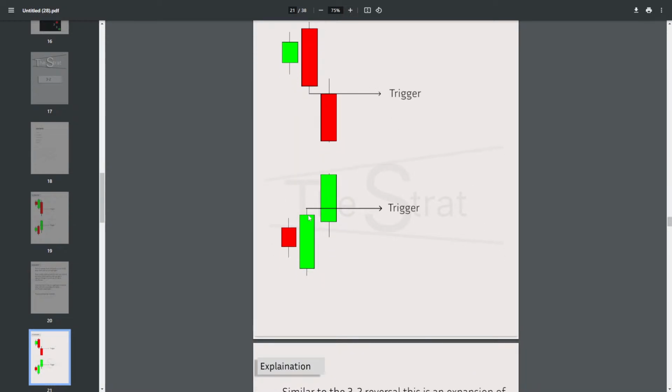And then same thing on the 3-2 continuation to the upside. They sold down, they bought up, and then they continued that. And they're expanding the range, confirming that. When it goes 2 to the upside, continuation.